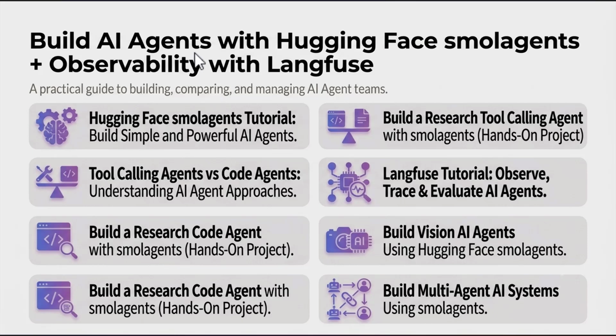From there, we'll explore Hugging Face smolagents. You'll understand the difference between tool calling agents and code agents before building research agents, vision agents, and multi-agent AI systems. We'll also introduce Langfuse so you can observe, trace, and evaluate your AI agents like production systems.